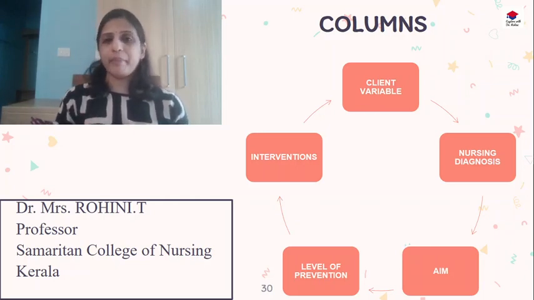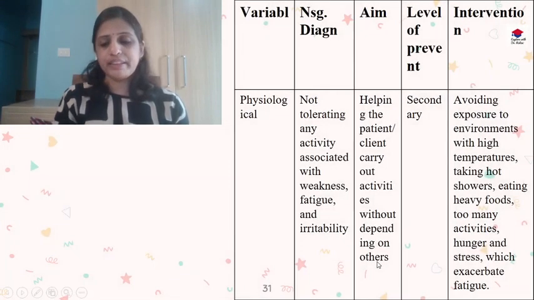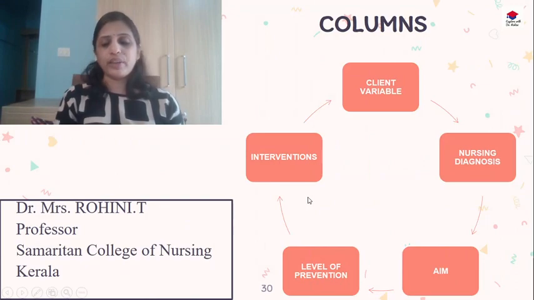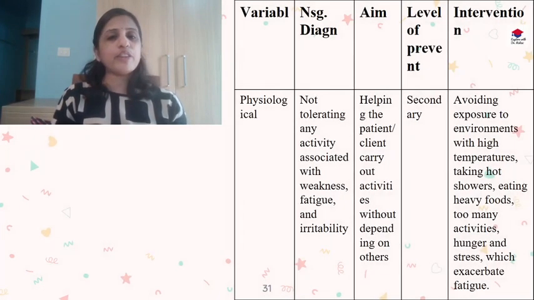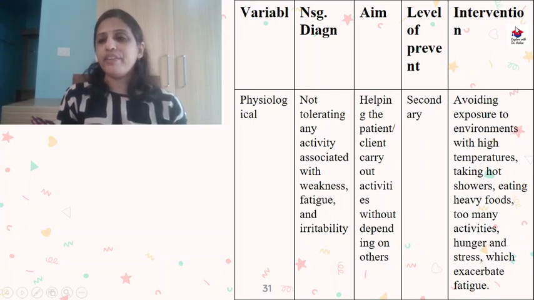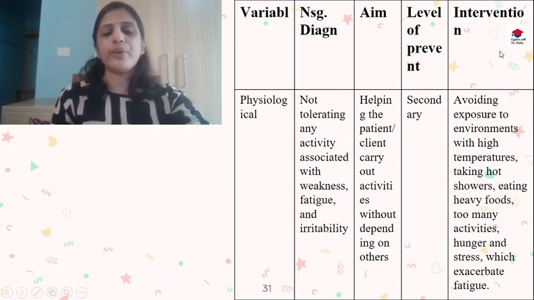Okay, so in a care plan, we have to have certain columns. One is client variable, nursing diagnosis, aim, level of prevention, interventions. Okay, so I'll show you. Now, for this particular patient, when we draw a care plan, if needed, we can even draw one more column to the right of intervention as evaluation. Okay, so this is how we are going to write it.